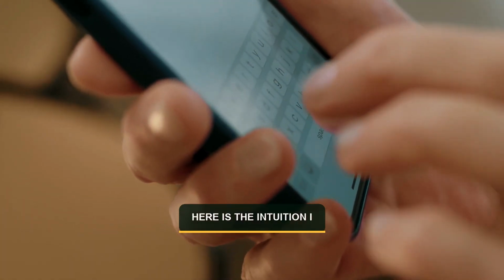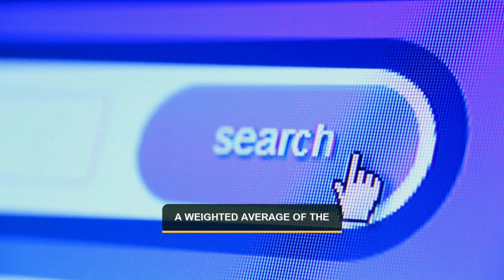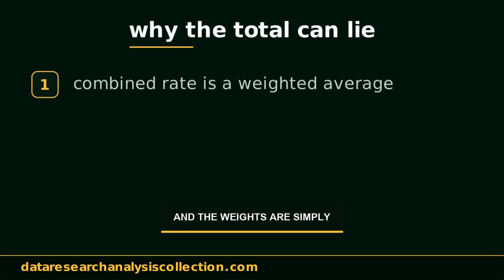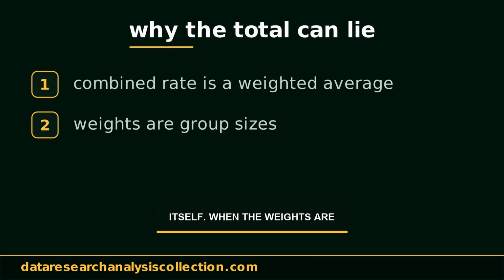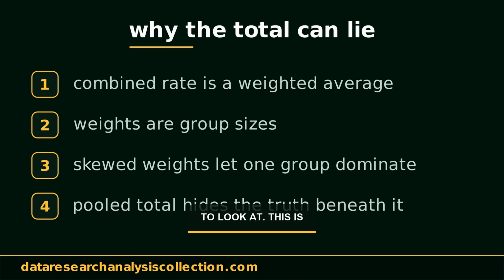Here's the intuition I want you to keep. A combined rate is really a weighted average of the separate group rates, and the weights are simply how many observations landed in each group. When the weights match across the things you are comparing, the total behaves itself. When the weights are skewed, one group can dominate the pooled figure so completely that it drowns out the truth living quietly in the parts. The total is not counting anything wrong, it is being dragged around by a mix you forgot to look at.